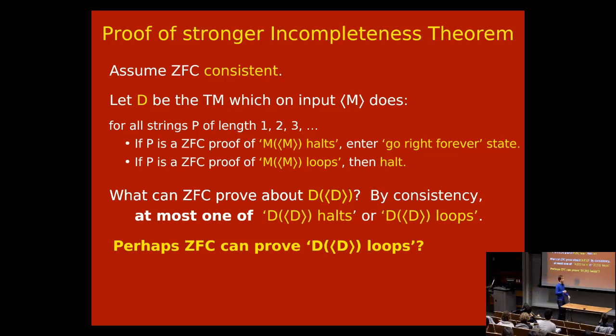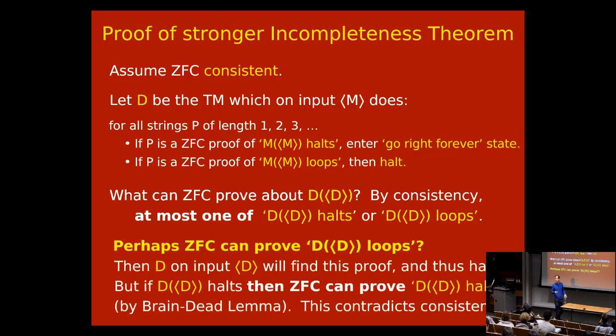So let's see. Let's try to do some cases. Maybe there's a proof in ZFC that D of D loops. I'll show you how you get a contradiction then. Here it is, in fact. So suppose there exists a proof that D of D loops. So now think about what happens when you run D on input D. When you run D on input D, it starts going through this loop, checking to see if there's a proof of D of D halts or D of D loops.